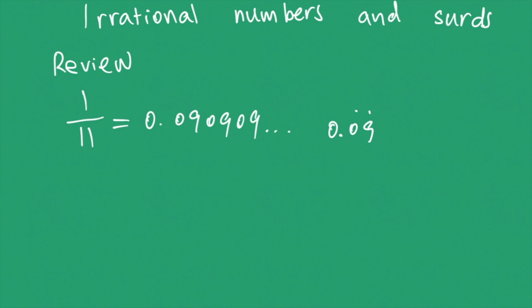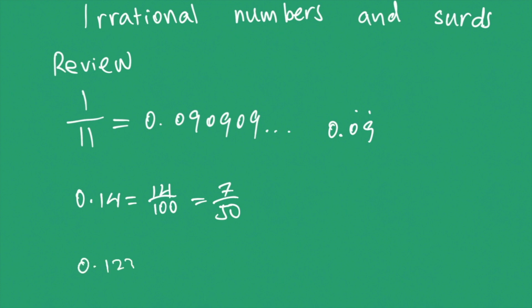And it is easy to write terminating decimals as fractions by using a denominator which is a power of 10. For example, 0.14 equals 14 over 100, which equals 7 over 50. However, decimals that have a repeated sequence of digits can also be written as fractions. For example, 0.123 repeating can be written as 41 over 333.